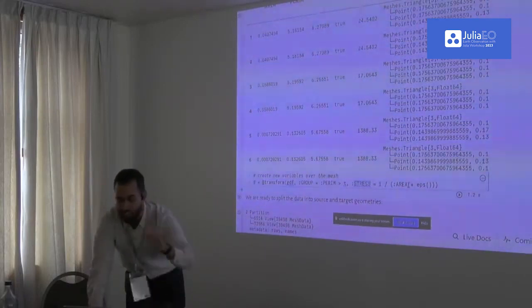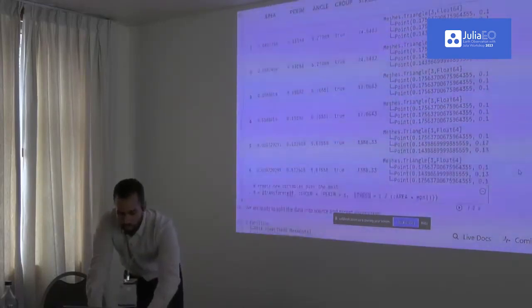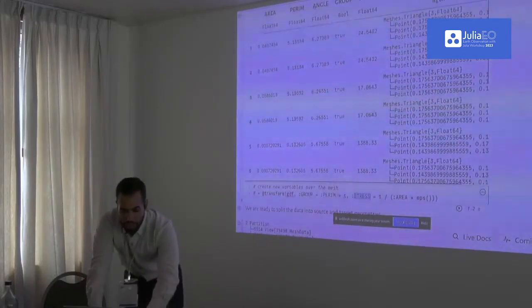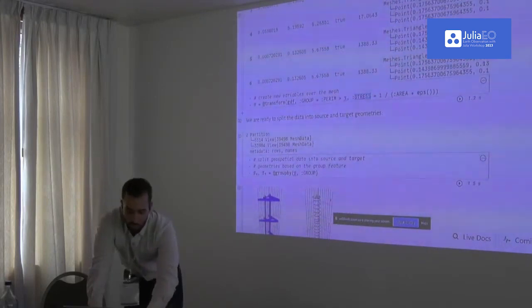And then, for the sake of example, I'll create a new column called stress, which is 1 over the area of the element. Just like saying I have a force of unit 1. And then I created these two new columns, right? So you see here I had area, perimeter, and angle. Now I have group and stress.